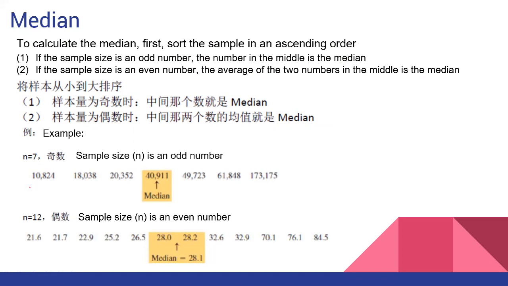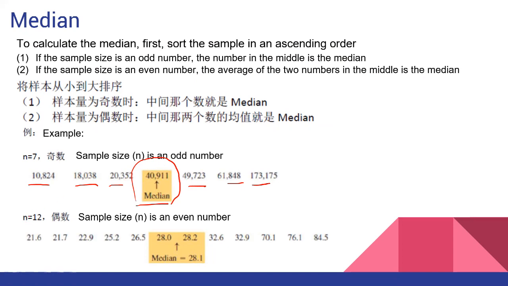Suppose we have a sample of 7 measurements, 1, 2, 3, 4, 5, 6, 7. According to the algorithm, 7 is an odd number, right? So the number here in the middle is the median.